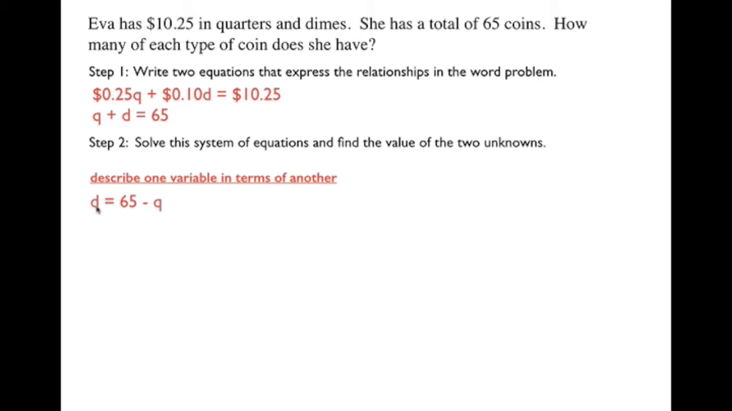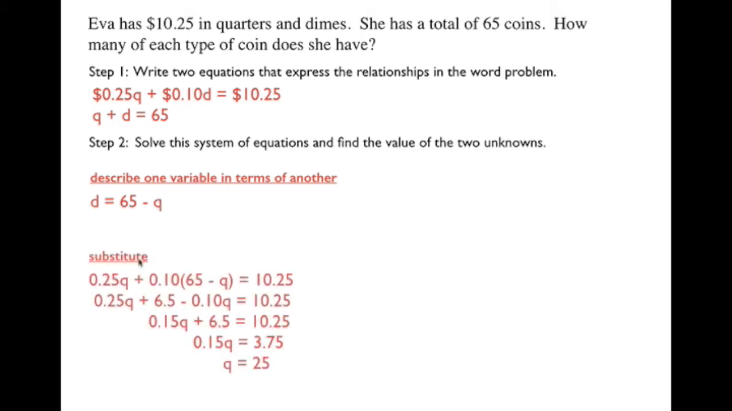Once I've described d in terms of q, I have an expression, 65 minus q, that describes d. So I can substitute 65 minus q anywhere I see the variable d. So I'm going to take the first equation, and I'm going to substitute 65 minus q in for d. When I solve that equation, I find that q equals 25.